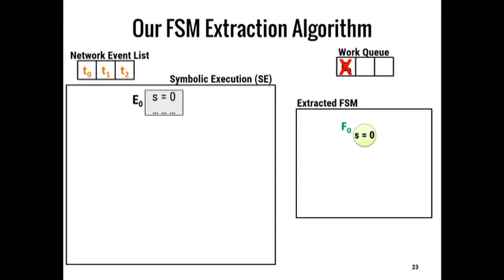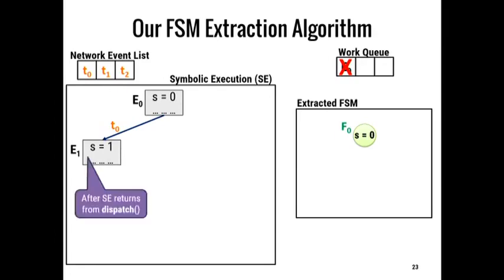So now what we do, we will try all the network events on the execution state. That means, let's say we trigger T0 on the execution state E0, and it ends up with an execution state E1. So this execution state represents the program state. If you remember from the example that I was showing for event-driven implementation, it is the program state when the program returns from the dispatch function, right?